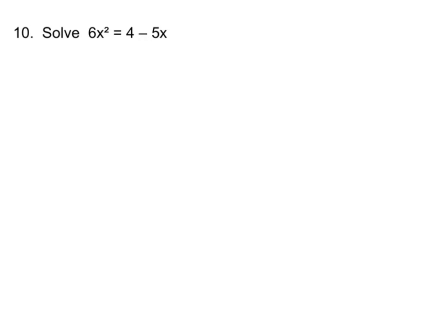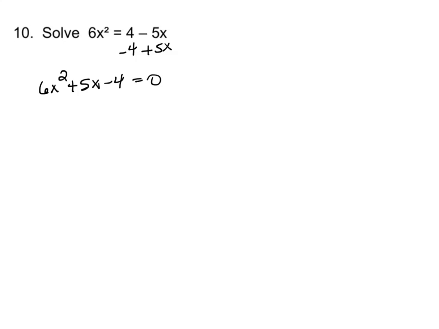One last one we're going to solve. This is a solve. Now, since there's an x there, you don't know yet how to solve that. You will. But right now, we're probably going to look at factoring, probably by grouping. So we're going to bring everything across. So we're going to add 5x and subtract 4. So you have 6x squared plus 5x minus 4 equals 0.